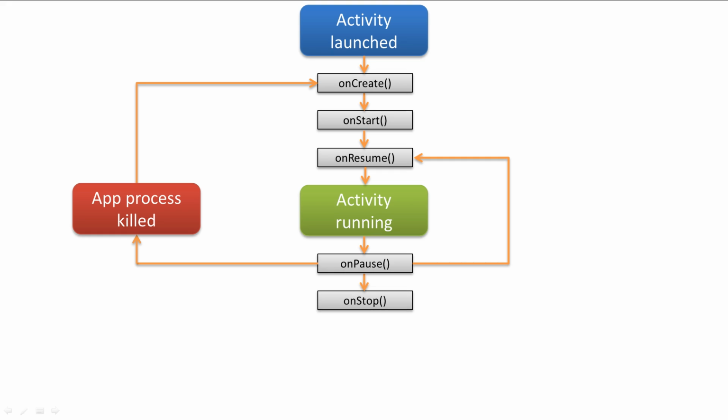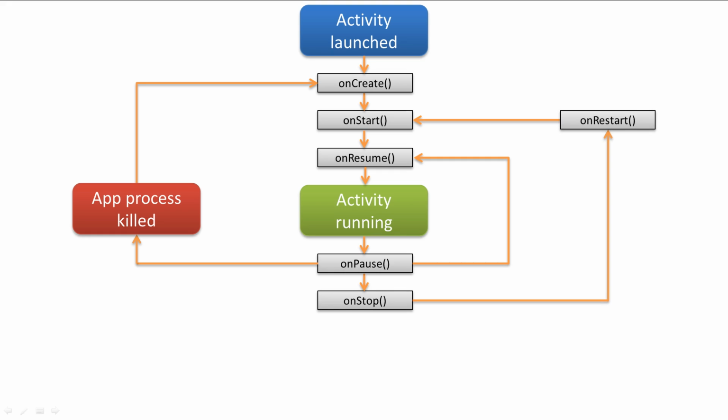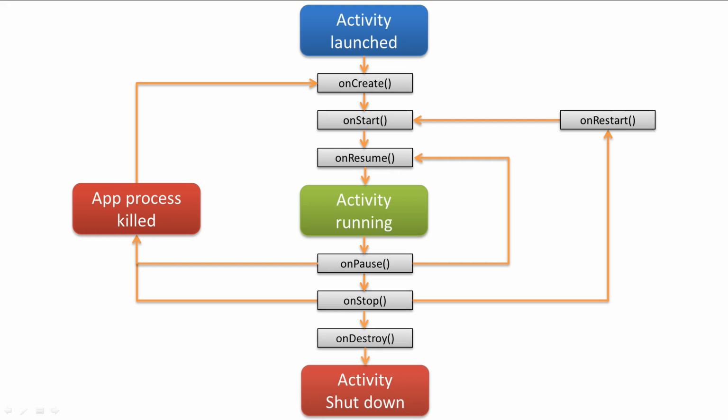OnStop is called when the activity is no longer visible to the user. This may occur because it is being destroyed or because another activity is covering it. Should the user navigate back to the original activity, OnRestart will be called, which then calls the OnStart. Again, app process can be terminated here to free up memory for other purposes. Finally, OnDestroy is called when the activity is finished or being destroyed by the system.